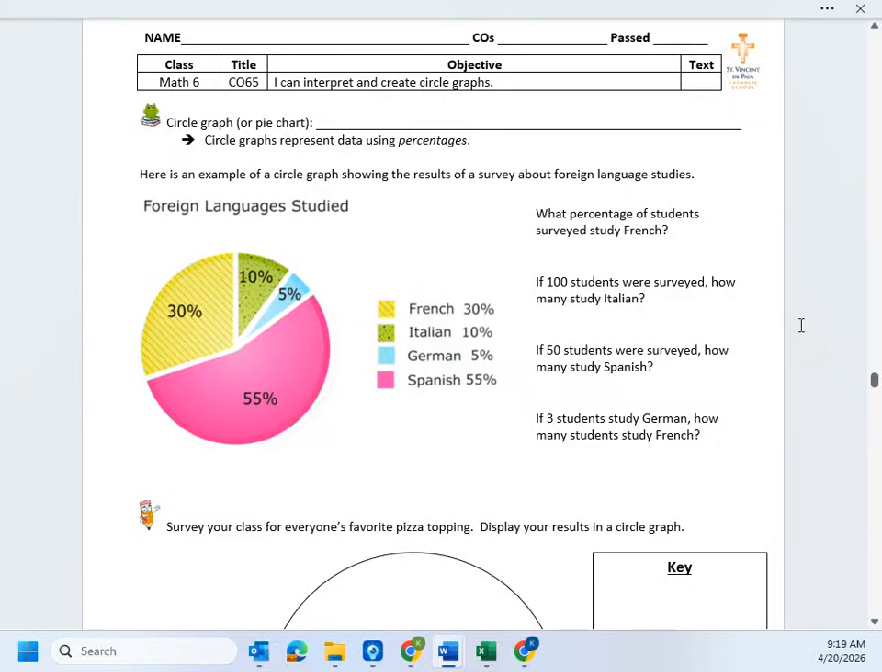Good morning. Today we are working on our last graph for this unit. We are doing circle graphs today. So a circle graph can also be called a pie chart.